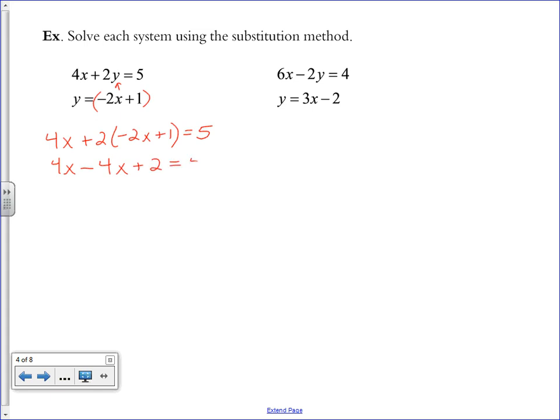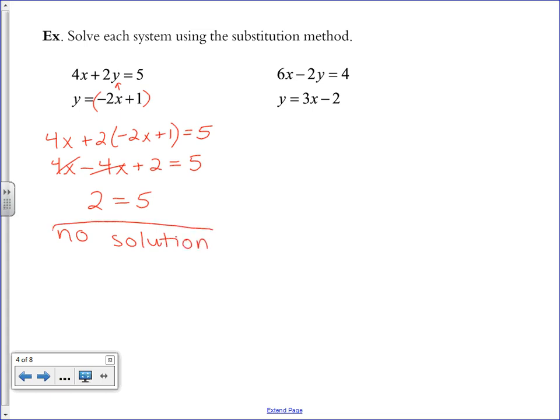You'll notice that if I combine like terms here, 4x minus 4x, they cancel each other out. And I'm left with 2 equals 5, which we know is a false statement. So if your x drops out and you're left with a false statement, that means there is no solution that works for both x and y.